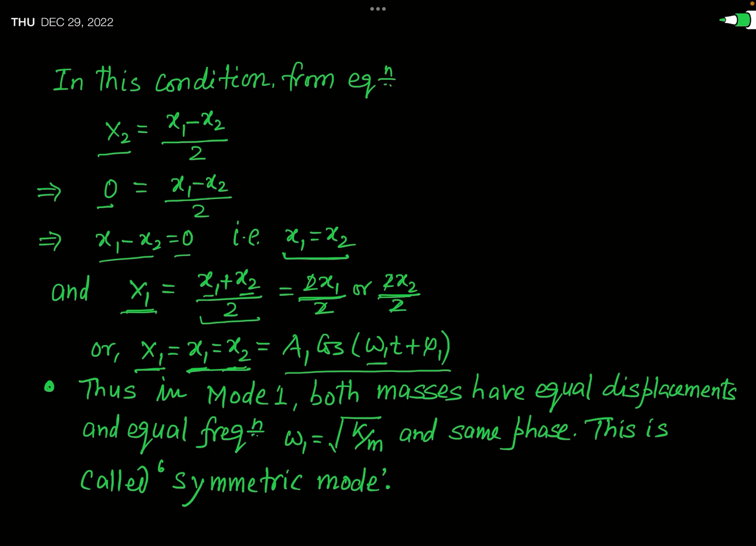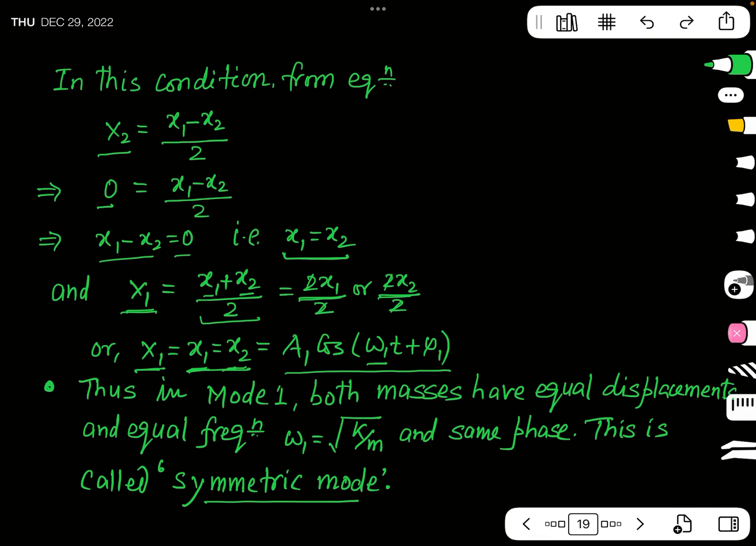Okay? In fact, when the two masses have equal displacement, equal frequency and equal phases, then such a mode of vibration is called symmetric mode of vibration. Okay? What is symmetric mode of vibration? It means when both masses have equal displacement, equal frequency and equal phases, then we say that the particles are vibrating in symmetric mode, or the mode of vibration is symmetric.